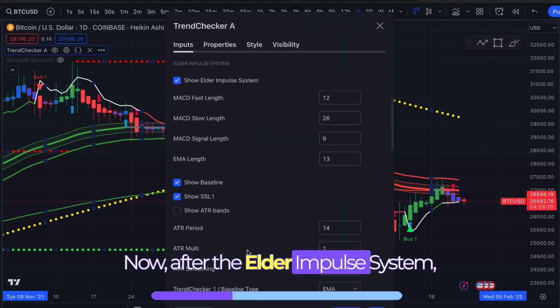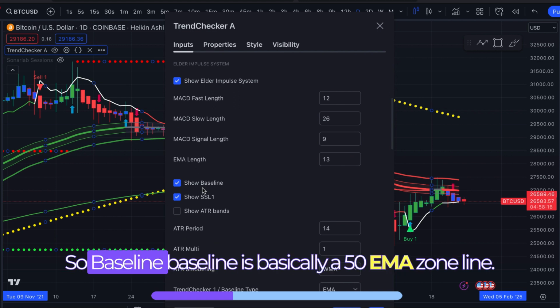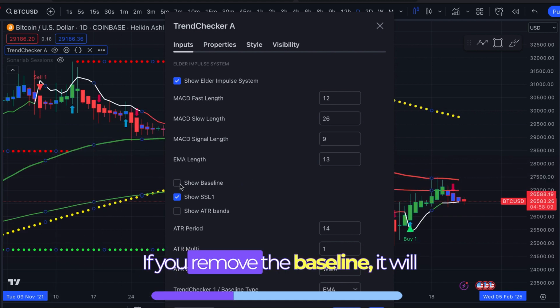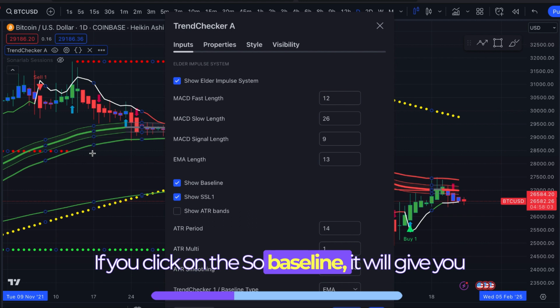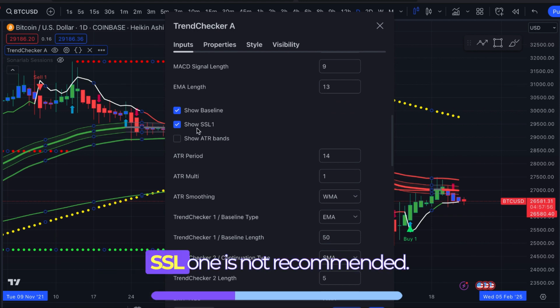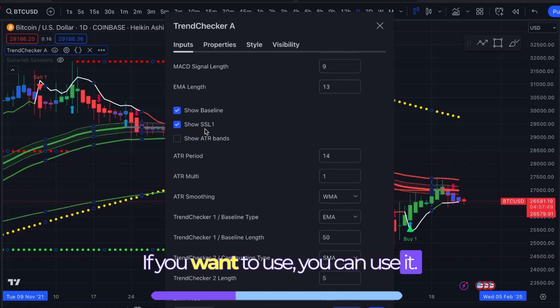Now, after the Elder Impulse System, it shows you the EMA length. The baseline is basically a 50 EMA zone line. If you remove the baseline, it will only show you the 50 EMA line. If you click on show baseline, it will give you the 50 EMA zone along with the 50 EMA line, right? SSL1 is not recommended. You can uncheck it if you want, or use it if you want.